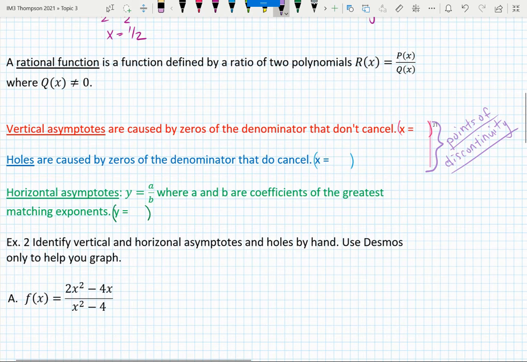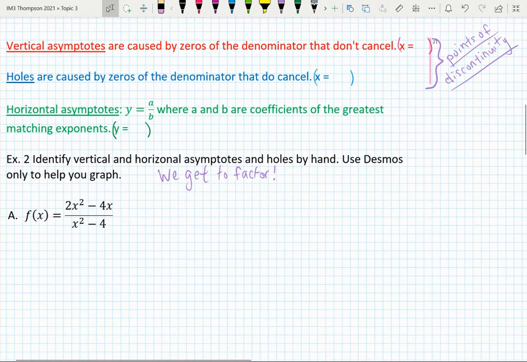So example 2, identify vertical and horizontal asymptotes and holes by hand, and then use Desmos only to help you graph. So a big part of this lesson is going through and factoring all of the polynomials. Using all of the different ways that we know how to factor.